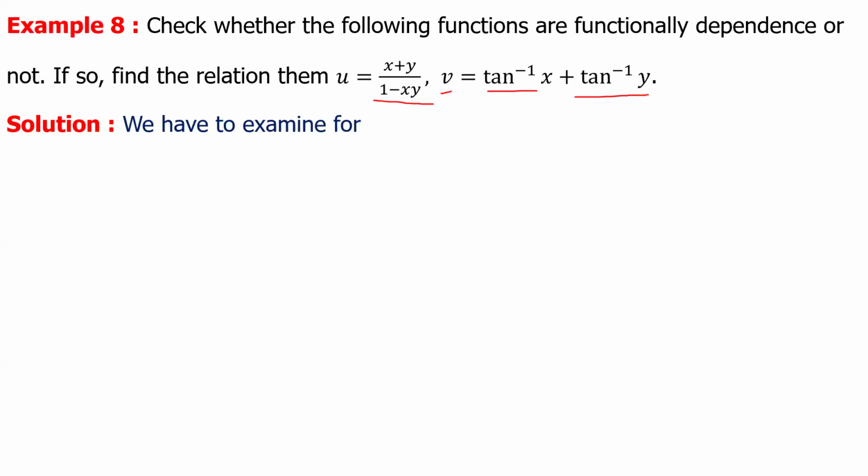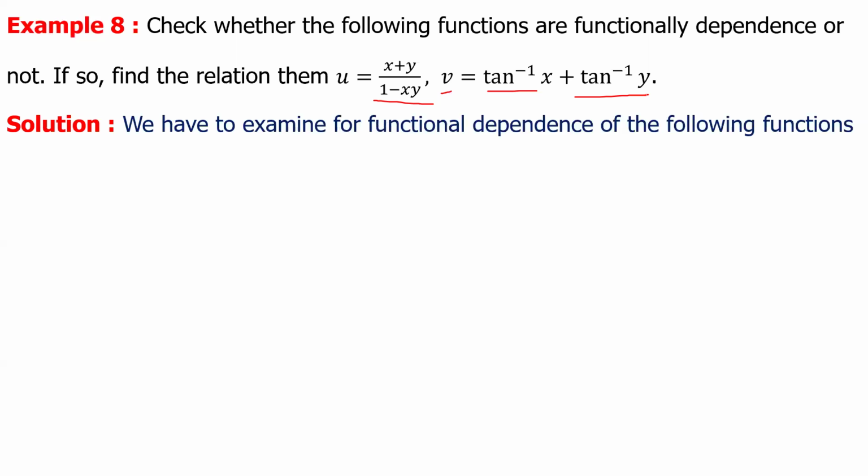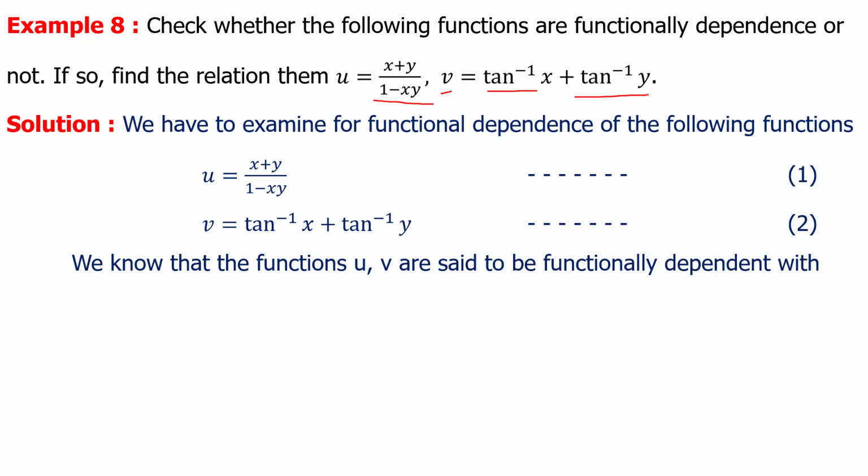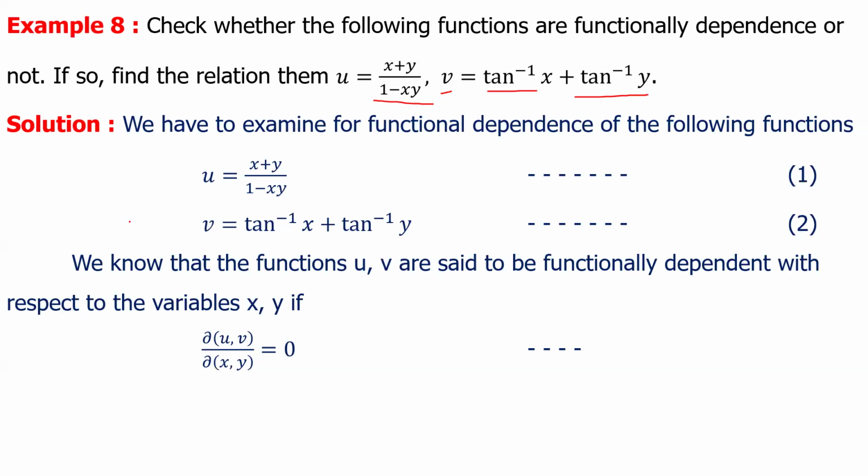We have to examine for functional dependence of the following functions: u is equal to (x plus y) upon (1 minus xy), and v is equal to tan inverse of x plus tan inverse of y. We know that the functions u and v are said to be functionally dependent with respect to the variables x and y if the Jacobian of u, v with respect to x, y is equal to 0. Let us take the left hand side of this equation. What is the left hand side? Jacobian of u, v with respect to x, y.